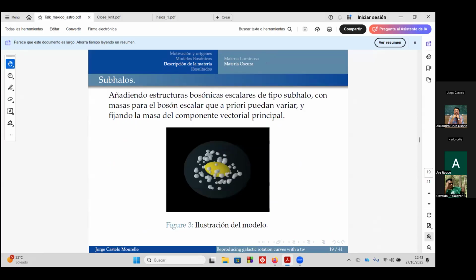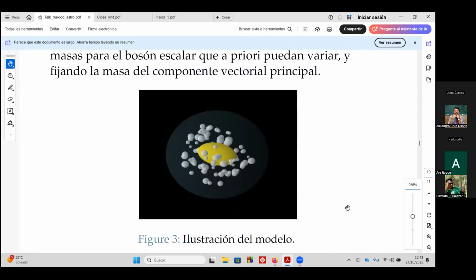Here, you see this dark gray is supposed to represent this huge vectorial Proca halo, and then we just add some substructures. In this case we studied them in terms of scalar bosonic stars, but those could be other Proca stars with different masses for the vector boson, or even unknown things. But we studied bosonic stars because we have control over the total masses in terms of the mass of the boson.